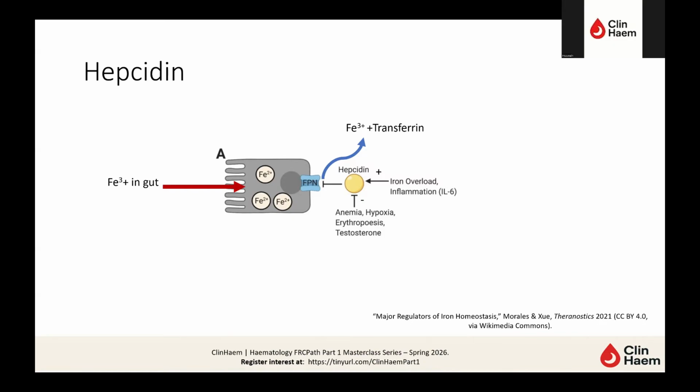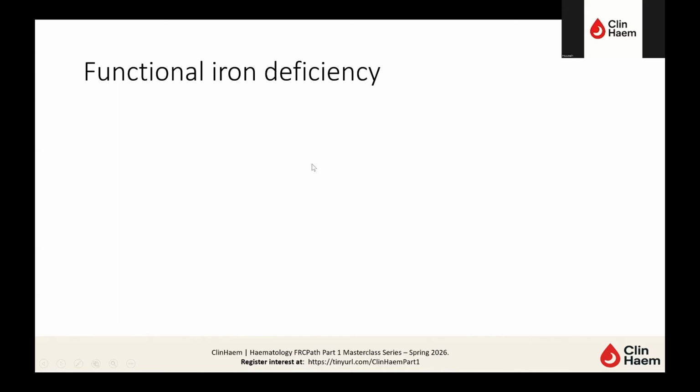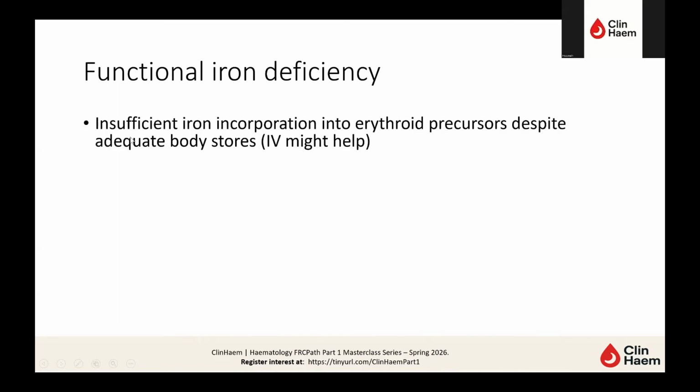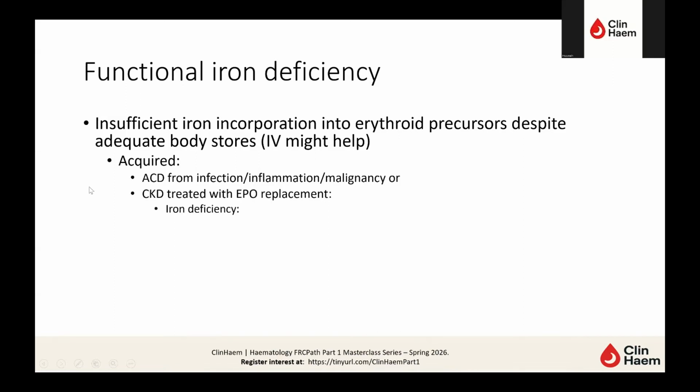Coming to functional iron deficiency, because you mentioned hepcidin: insufficient iron incorporation into the erythroid precursors despite adequate body stores. So that's what it means. It can be acquired or inherited. Acquired, there are two main mechanisms, which you have all heard of: anemia of chronic disease from infection, inflammation, malignancy, etc., or in CKD that's treated with EPO, there's also a functional iron deficiency element there as well. Now, how you diagnose it is the same as I mentioned.